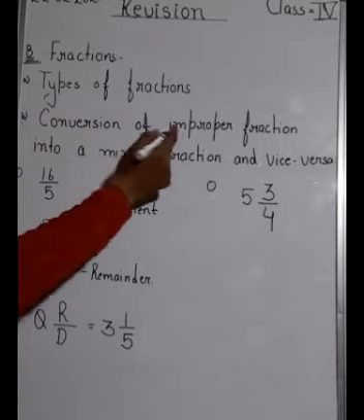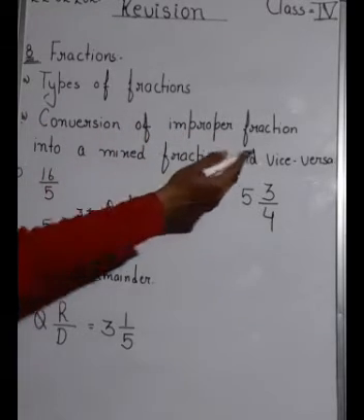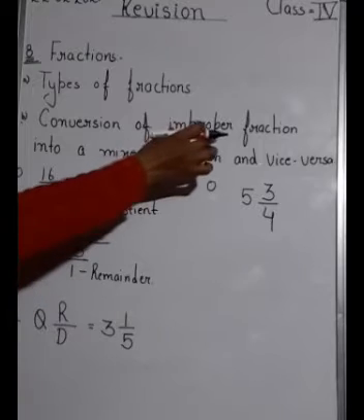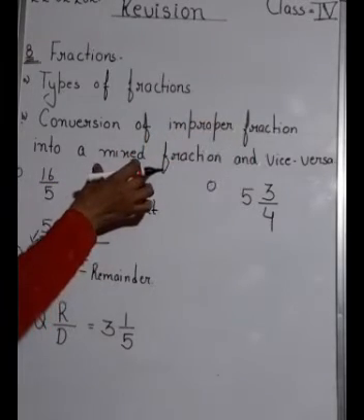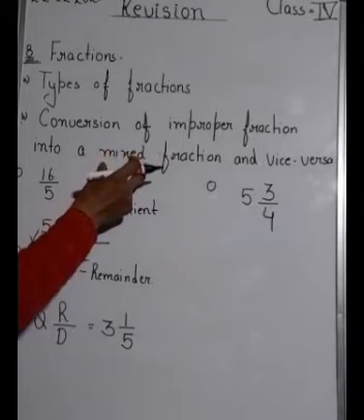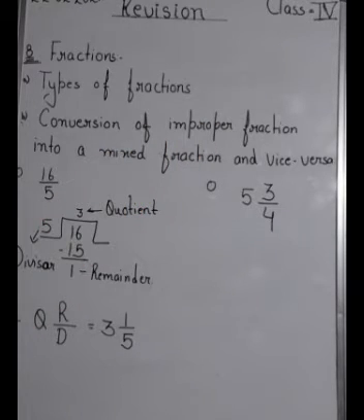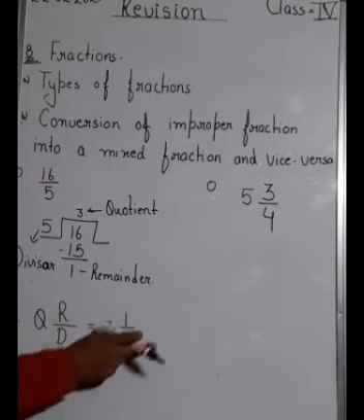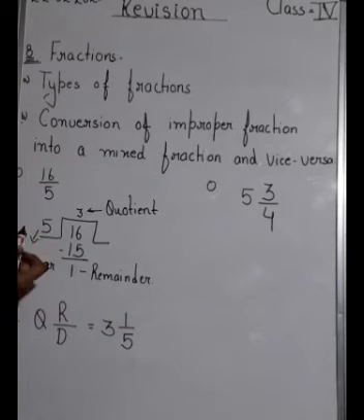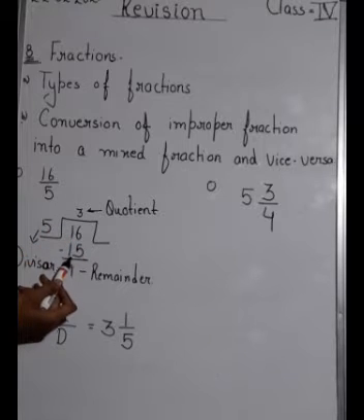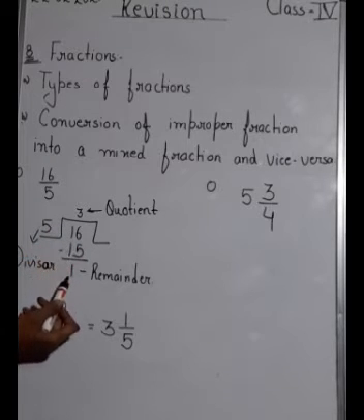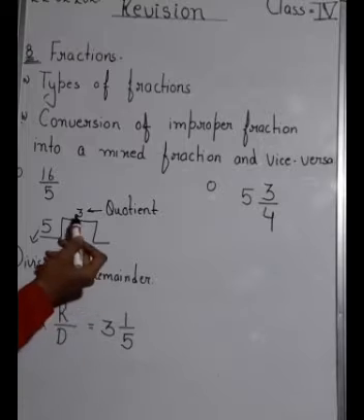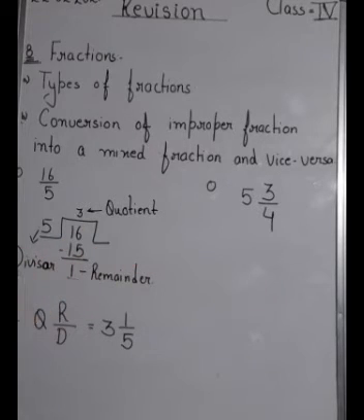Second is conversion of an improper fraction into a mixed fraction and vice versa. So how to convert an improper fraction into a mixed fraction and how you will convert a mixed fraction into an improper fraction. One I have done for you. As you can see, this is an improper fraction, 16 upon 5, and I have converted this fraction into a mixed fraction. For that you have to divide. 5 3s are 15, 16 minus 15 will be 1. So here 1 is your remainder, 3 is your quotient and 5 is your divisor.